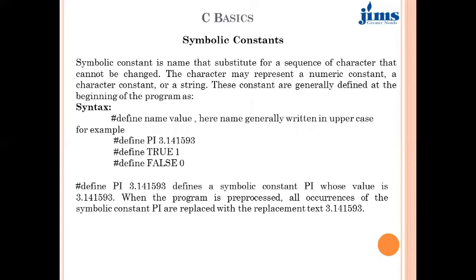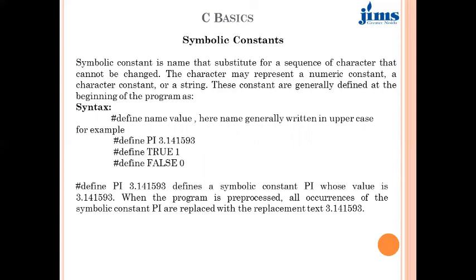Symbolic constant. A symbolic constant is a name that substitutes for a sequence of characters that cannot be changed. The characters may represent a numeric constant, a character constant or a string. These constants are generally defined at the beginning of the program. Hash define name value. Here the name is generally written in uppercase. For example, hash define PI 3.141593. The value of pi is 3.141593. So here PI is a symbolic constant.